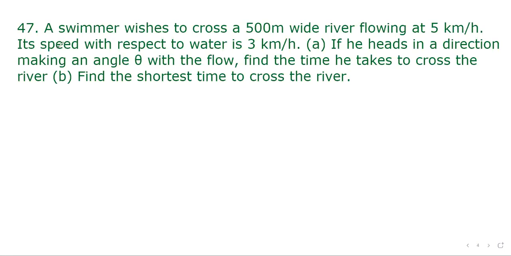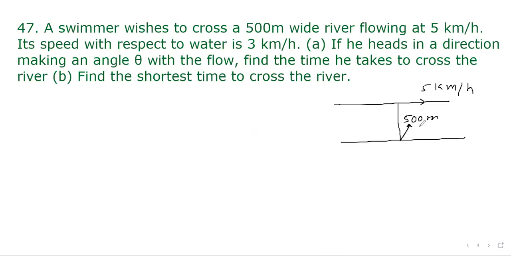Question number 47. A swimmer wishes to cross a 500-meter wide river flowing at a rate of 5 kilometers per hour. This is 500 meter, and the speed of the river is 5 kilometers per hour. Its speed with respect to water is 3 kilometers per hour. And suppose the man moves in this direction like this with 3 kilometers per hour.